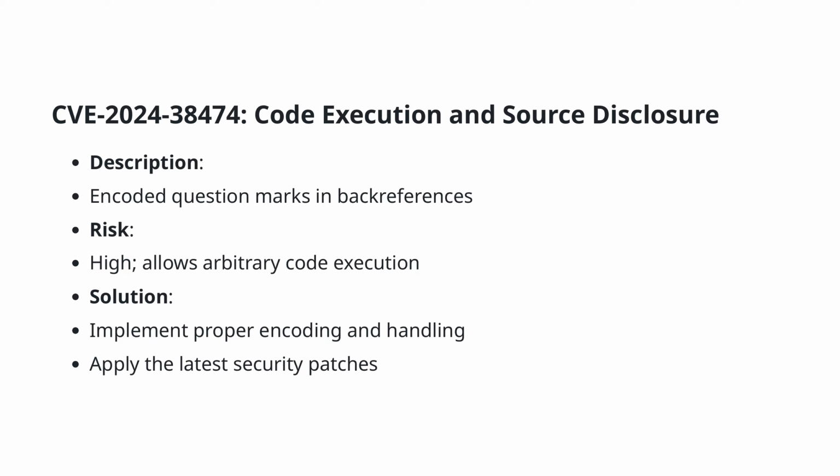This slide focuses on CVE-2024-38474, a security vulnerability related to code execution and source disclosure. The primary issue here is the use of encoded question marks in back references, which presents a high risk because it allows arbitrary code execution. To mitigate this vulnerability, it's essential to implement proper encoding and handling mechanisms within your system. Additionally, applying the latest security patches can help protect against this threat. Ensuring that your system is up to date with security updates will minimize the risk associated with such vulnerabilities.